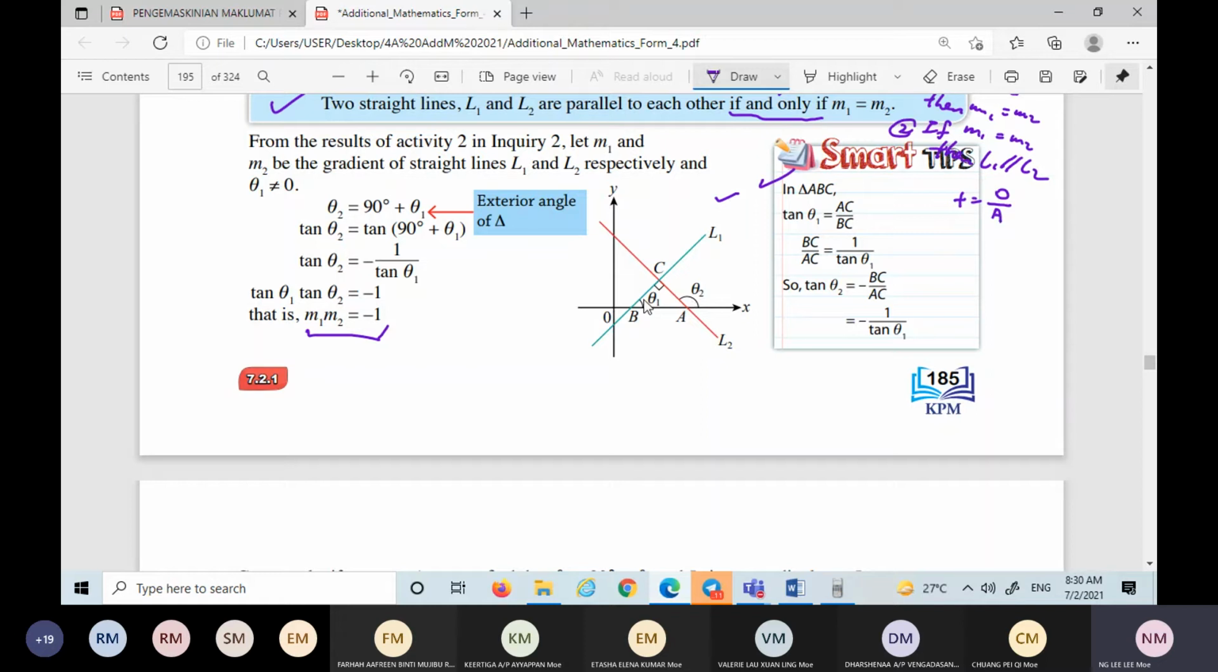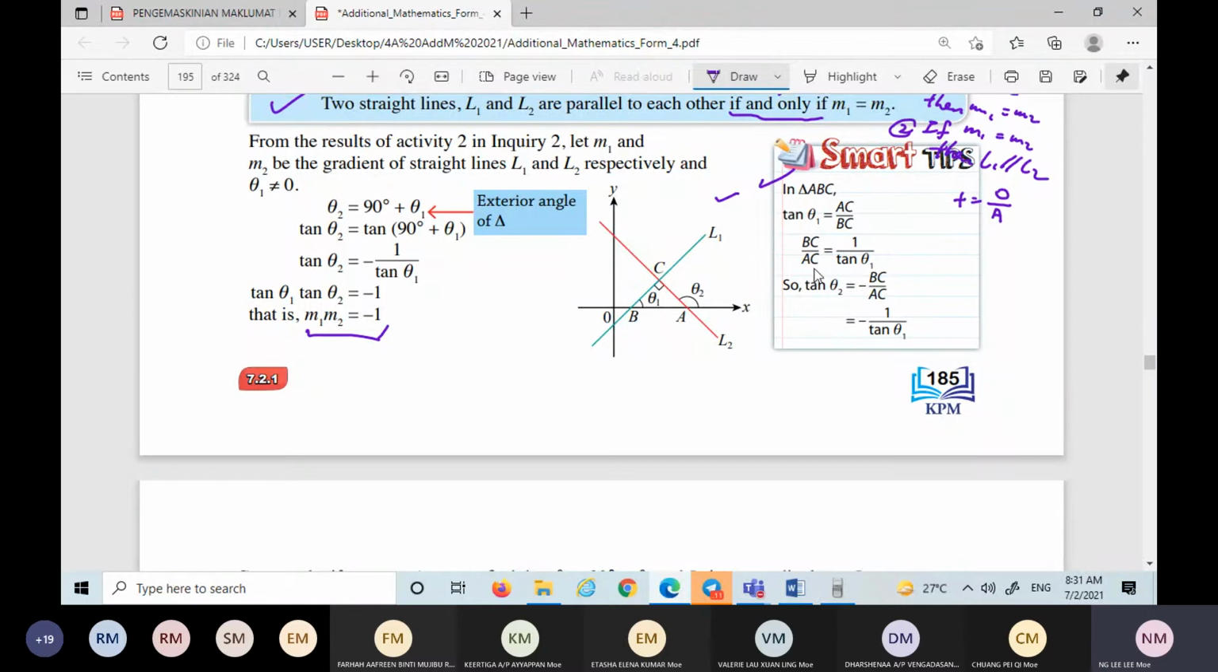Let me see, where is the opposite? If the angle is here, the opposite is here, so AC is the opposite. The adjacent is here, BC is the adjacent. So tangent theta 1 is equal to AC over BC. This is the first step.